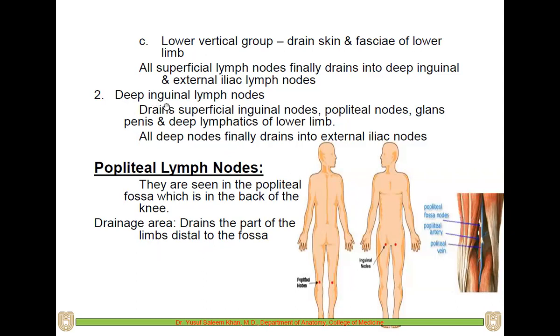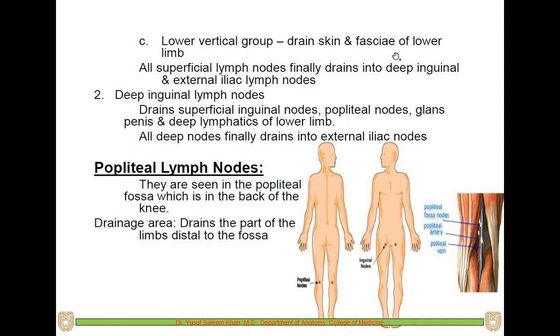This deep group of lymph nodes will drain the superficial inguinal group of lymph nodes, as we already saw, along with the popliteal group of lymph nodes, the glans penis, as well as the deep lymphatics of the lower limb. So whatever region is deep to the deep fascia, all these regions are drained by the deep group of lymph nodes, along with the superficial group of lymph nodes. Whatever is superficial to the deep fascia will be drained into the superficial group of lymph nodes. So whatever is deep to the deep fascia will be drained into the deep inguinal group of lymph nodes.